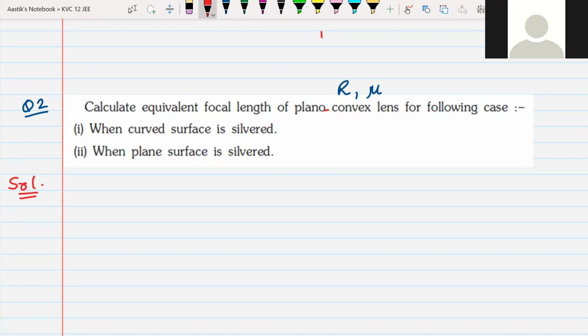Remember, your answer will come in terms of R and mu. Please remember that. Your answer will come in terms of R and mu.